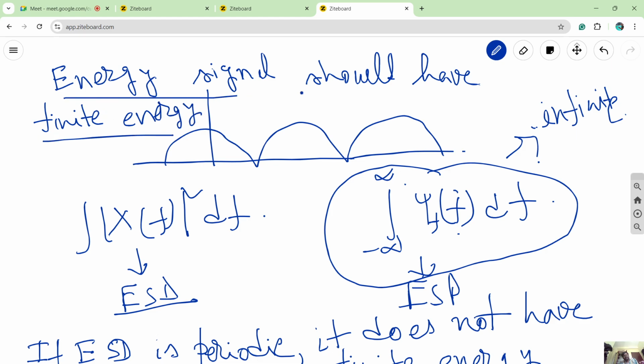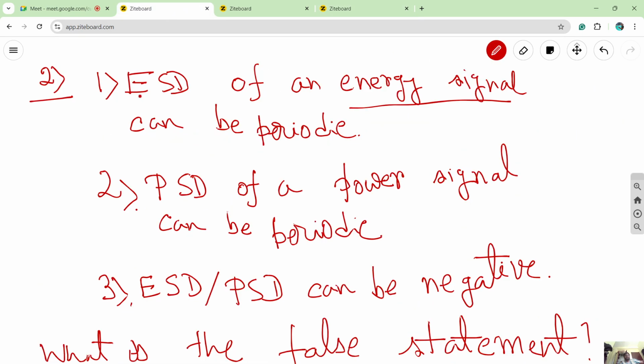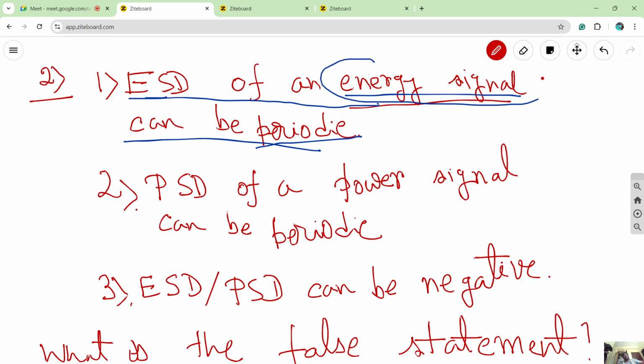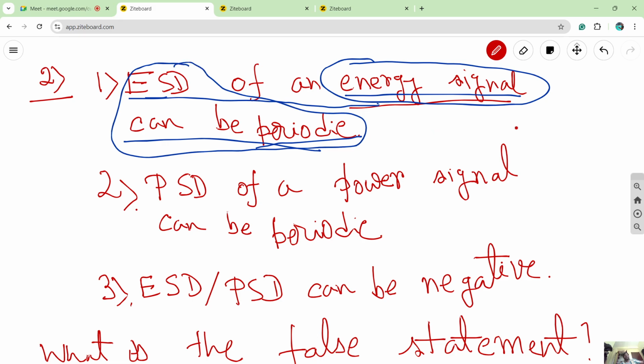This is the statement. But this statement and this statement are completely opposite. So this statement is counterintuitive. We say it is an energy signal, and we are saying it is periodic. ESD can be periodic. So these two things can never happen together. These two are opposite. So this is not true.